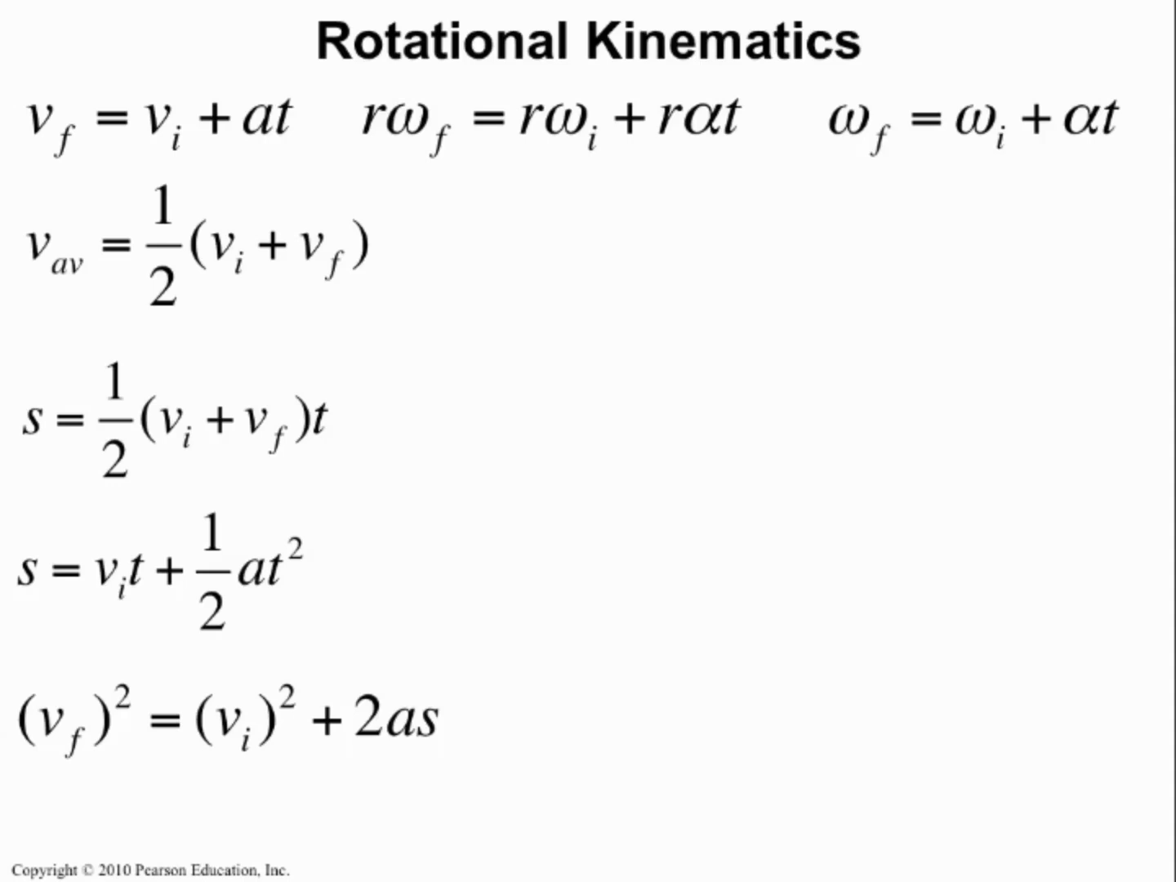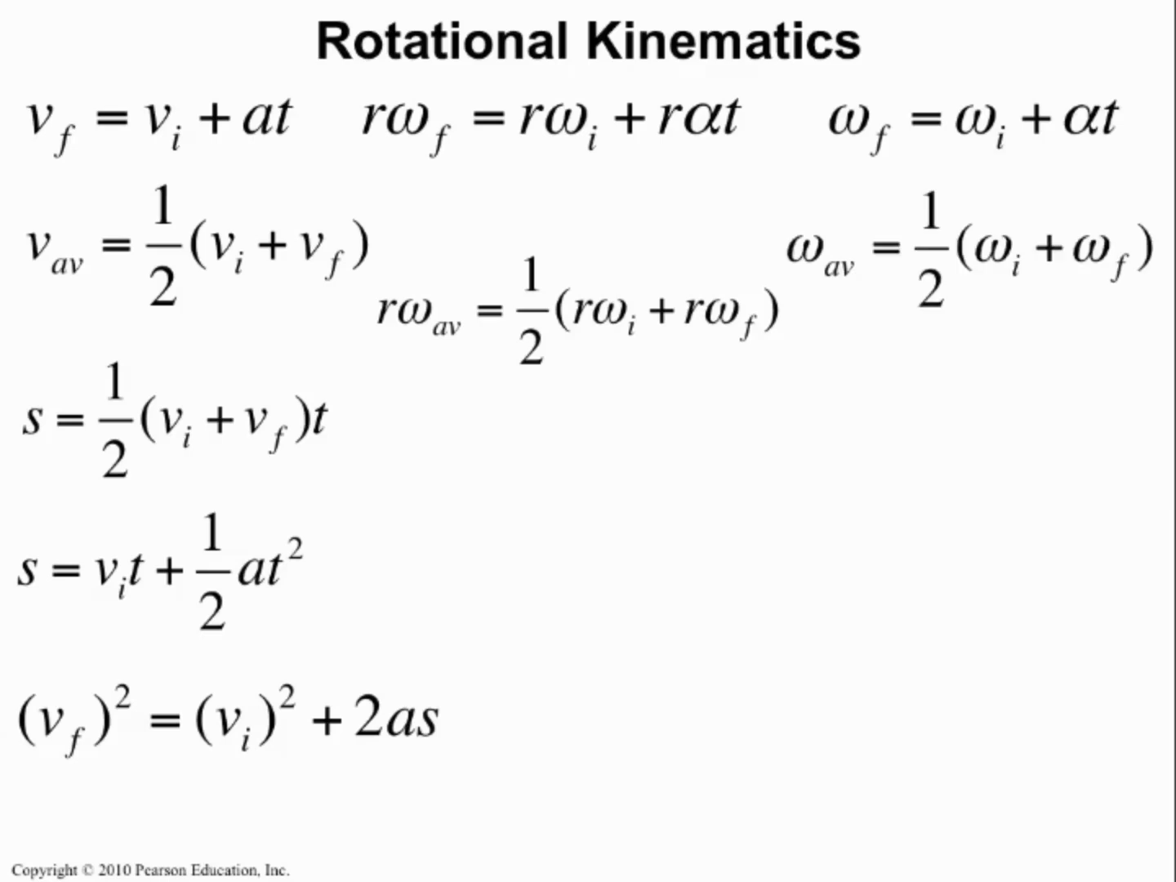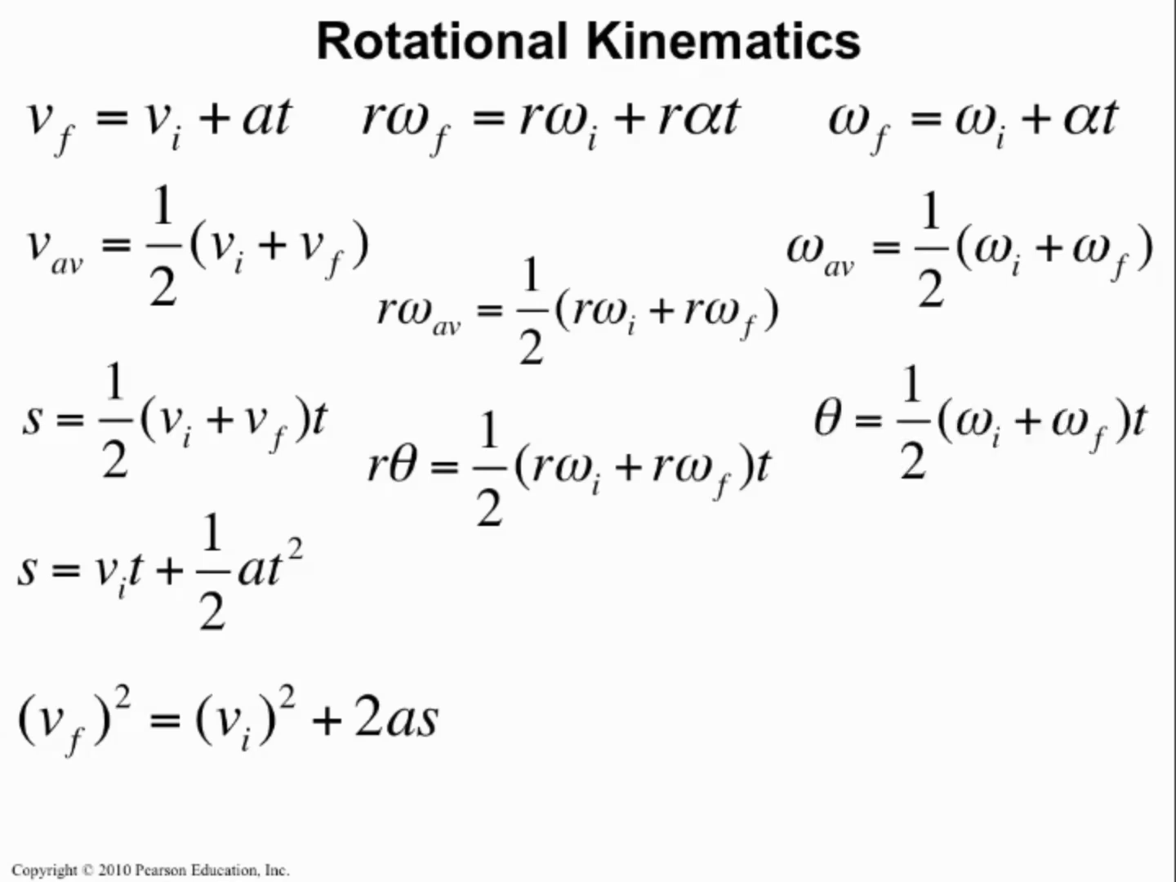Okay, let's look at the next formula. V average equals 1/2 (Vi plus Vf). Filling in the angular counterparts, then we have r omega average equals 1/2 (r omega i plus r omega f). And again, you can see that all we need to do is cancel the r's and we're left with omega average equals 1/2 (omega i plus omega f). Moving on to the third one, s equals 1/2 (Vi plus Vf) t. We have r theta, because s equals r theta, equals 1/2 (r omega i plus r omega f) t. The r's cancel again, and we have theta equals 1/2 (omega i plus omega f) t.